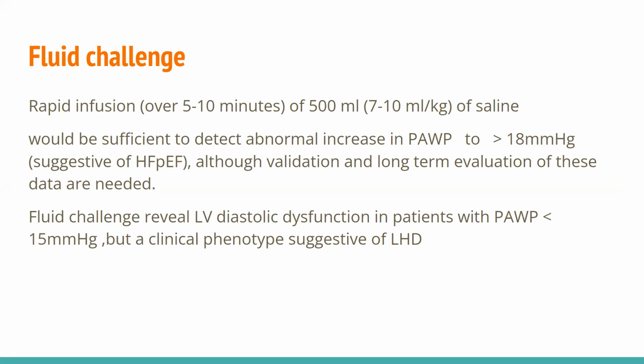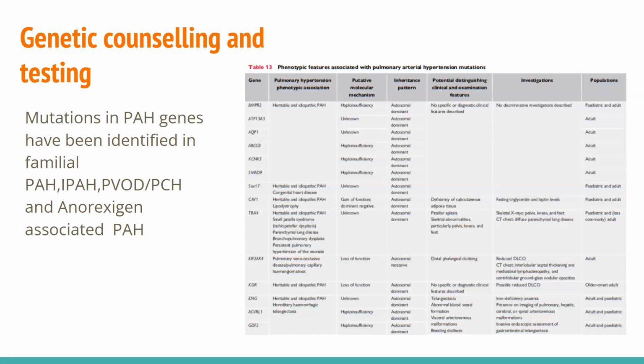Fluid challenge will reveal LV diastolic dysfunction in patients with wedge pressures of less than 15 millimeters of mercury, but a clinical phenotyping of these left heart disease patients has to be done. So basically, whenever a patient has pulmonary artery hypertension along with left heart disease, the age and the comorbidities, everything is taken into consideration when doing phenotyping.